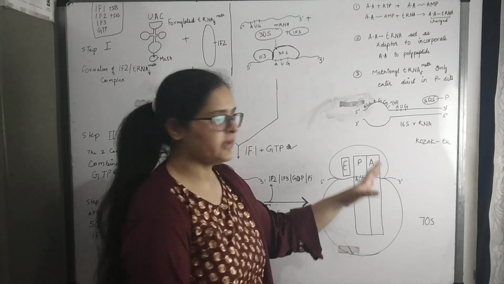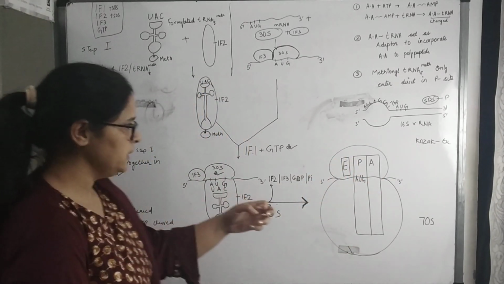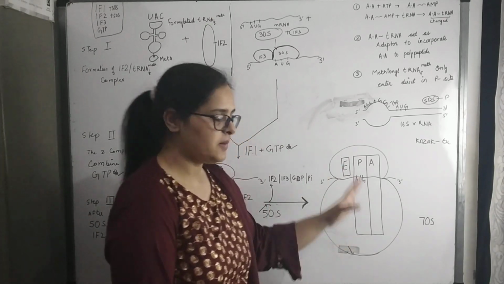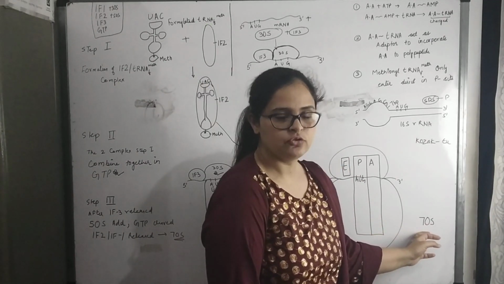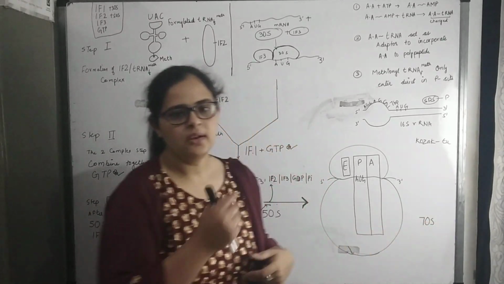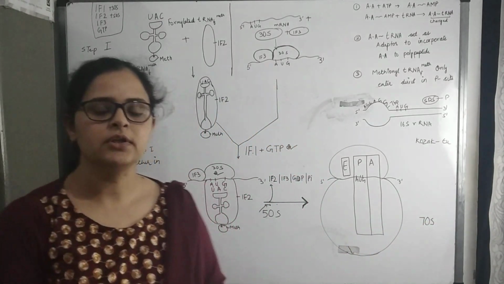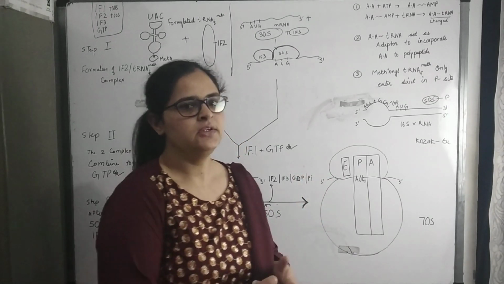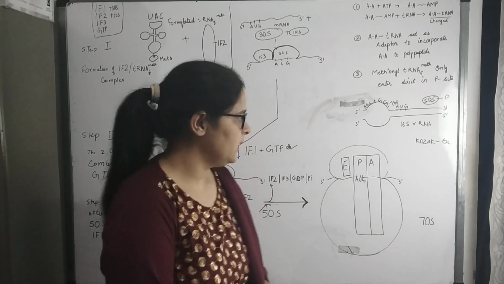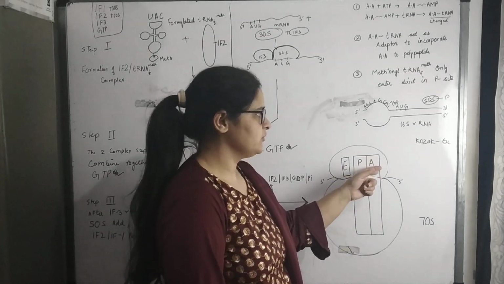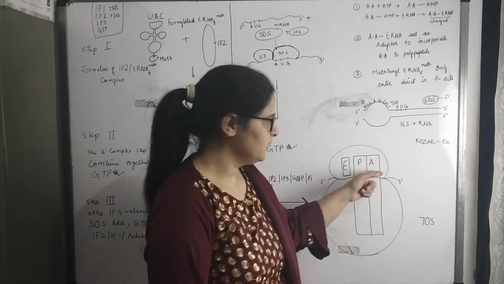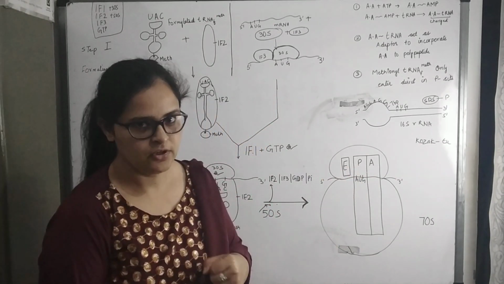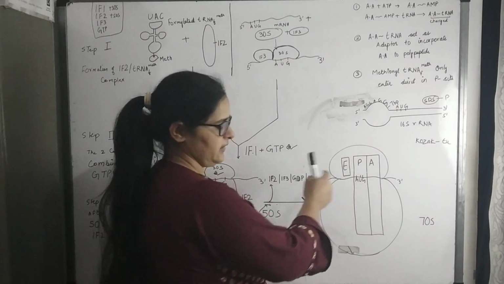So in the case of complex 3, or you can say step 3, we have 30S plus 50S, which combined is 70S. So 70S is the ribosomal unit in the case of prokaryotes, and it also has 3 important sites. What are they? The A site, known as the aminoacyl site, the P site, the peptidyl site, and E is the exit site.